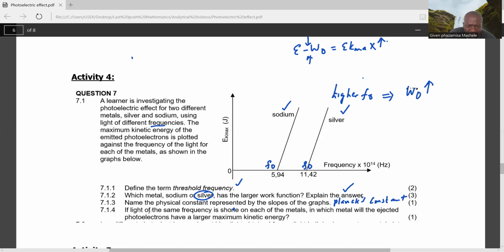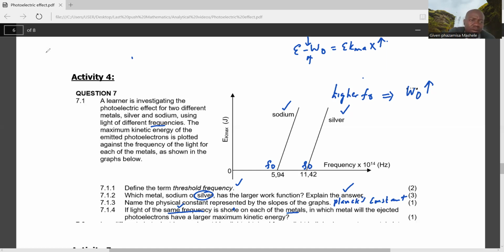Then it says if the light of the same frequency is shone onto the metal. In which metal will the ejected photoelectrons have a larger maximum kinetic energy? I think I've explained the answer.